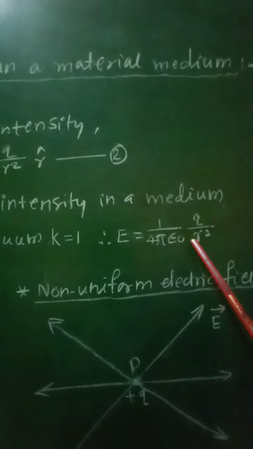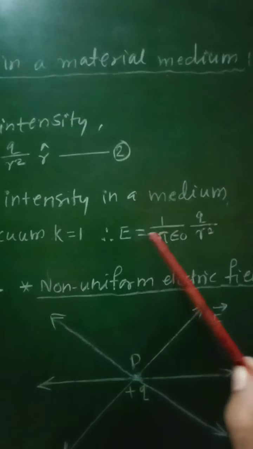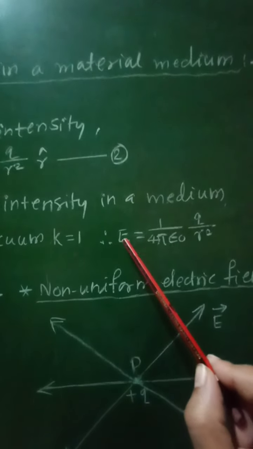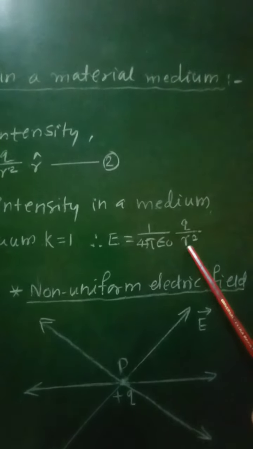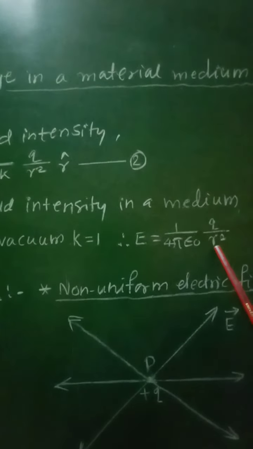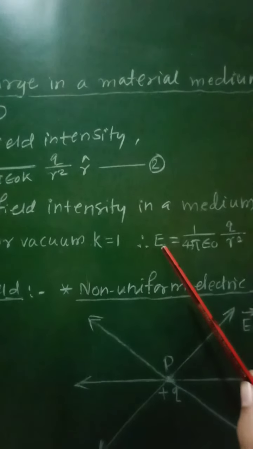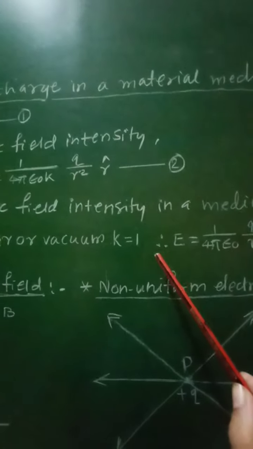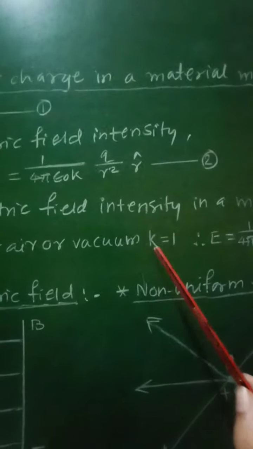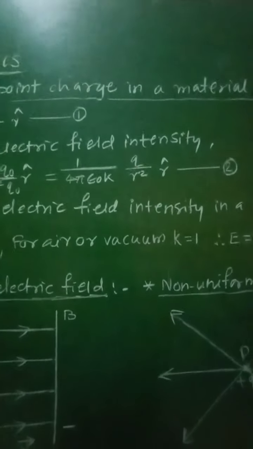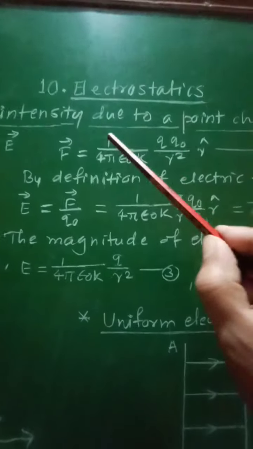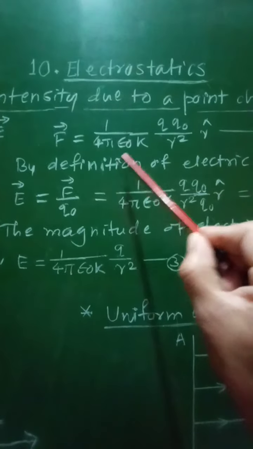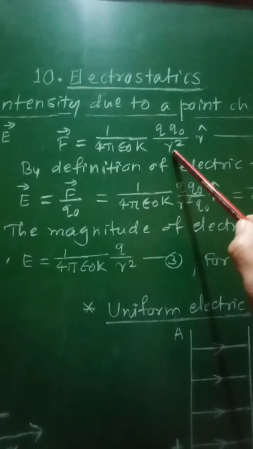Now from this relation it is clear that the electric field intensity E will be inversely proportional to R square. That means in this case the electric field intensity will follow the inverse square law of distance, similar to that of the Coulomb force, which also follows the inverse square law of distance.